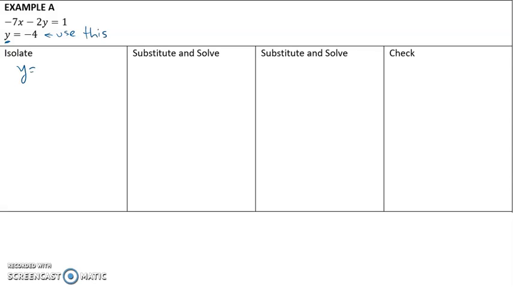So y equals negative 4. This is awesome. This is like one of those math gifts because it already found one of our variables. This is our y coordinate for our solution. So sweet, I'm already done. y equals negative 4 means that anywhere I have a y, I can put in negative 4 and it'll be true. So let's use that to our advantage.